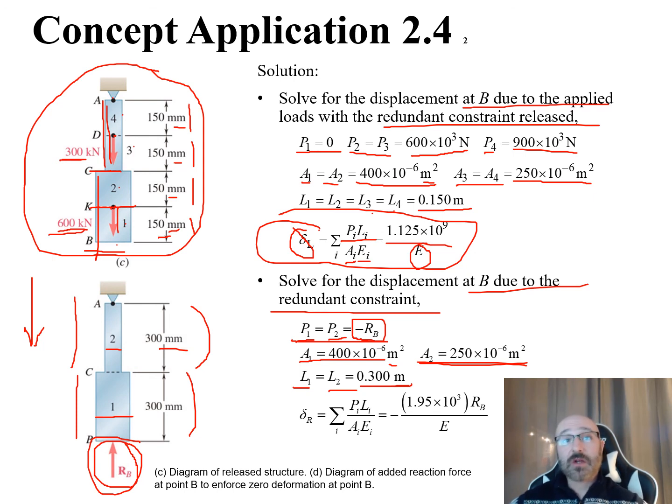From there, to calculate our delta, we can say our delta R is equal to the summation of our individual loads times our lengths divided by A times E. So again, we plug into that and do out the summation. Again, there are two sections here. We do this out, and we end up with a negative here now, because we had a negative value up there for our negative R sub B, of 1.95 times 10 to the third times this R sub B over our modulus of elasticity E.